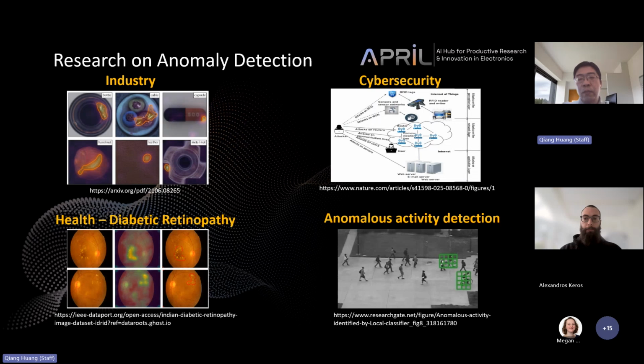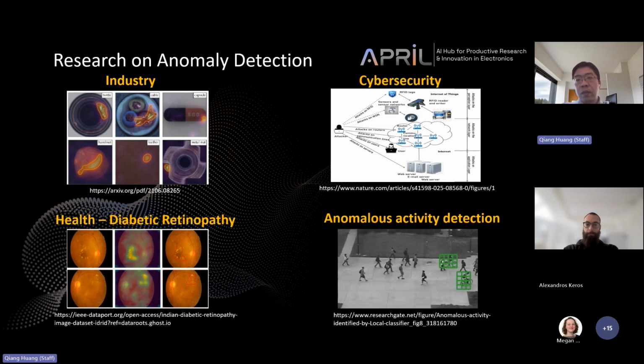Here you can find at least some research fields related to anomaly detection. The first is industry. You can find this image. By using anomaly detection technologies, potential faults and cracks, even rust on a component in a machine, can be found.